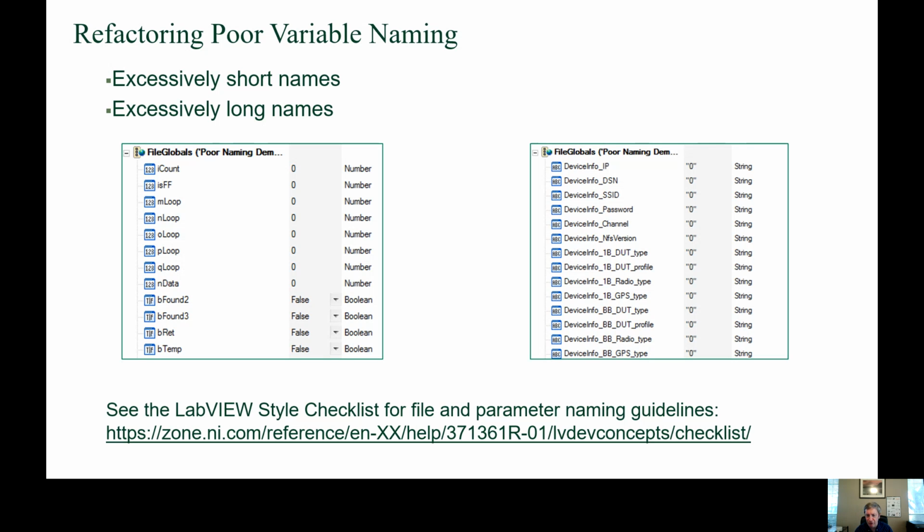Then over on the right, we have excessively long names. Every single variable has that prefix on it. So now we've got a bunch of noise as we're trying to browse a list of variables. If this were in LabVIEW code and these were local or global variables, now I've got a bunch of horizontal space being taken up on my block diagram that probably isn't necessary. The LabVIEW style checklist is available on ni.com. It contains pages and pages of recommendations for good LabVIEW style, including some guidelines regarding naming of things. So it's a good resource for that.